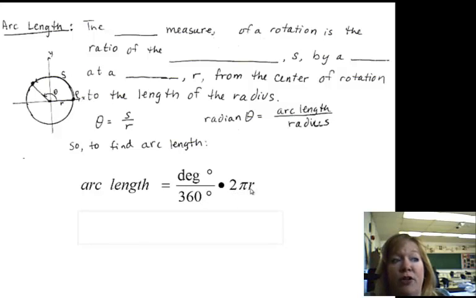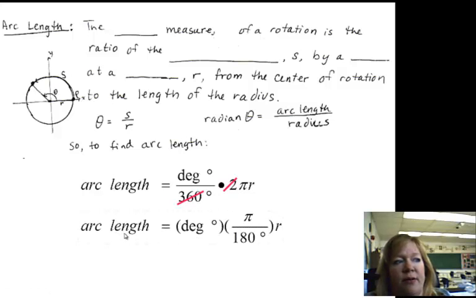Then you'd multiply it times the circumference, which is 2 pi times your radius. Well, if you simplify, what you'll notice is that the 2 cancels with the 360. 2 goes into that 180 times. So you end up with this: arc length equals your degrees times pi over 180 times r.